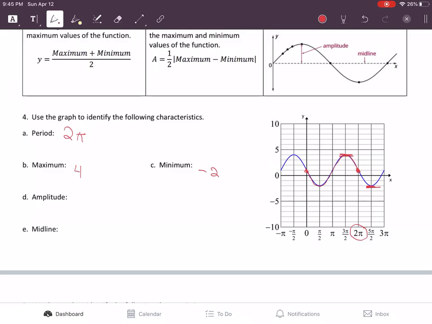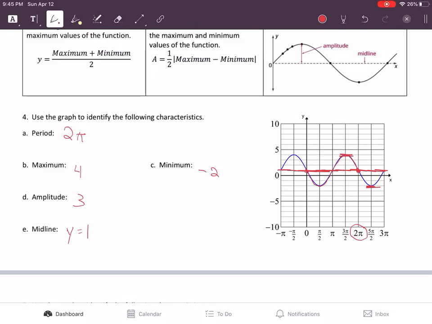Okay, the amplitude, if we cut the graph in half horizontally, here is your midline equation, or midline, just your midline. So that equation would be y equals 1. Okay, and your amplitude is going to be the distance between the midline and the max, or the midline and the minimum. And that is 1, 2, and 3. So the amplitude is 3.